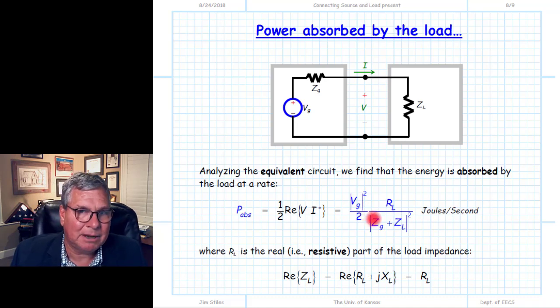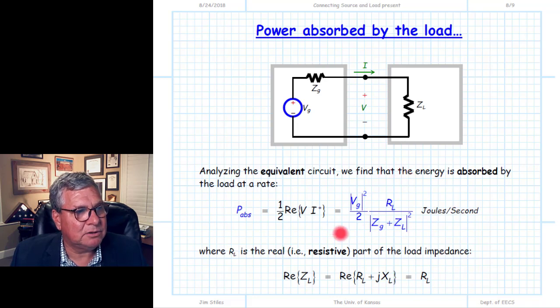And I get very grumpy when I grade things, and you tell me that the magnitude squared of Vg is Vg squared. No, it's not. Remember, a complex number has both a magnitude and a phase. The power is related to the square of the magnitude. It's unrelated to the phase.